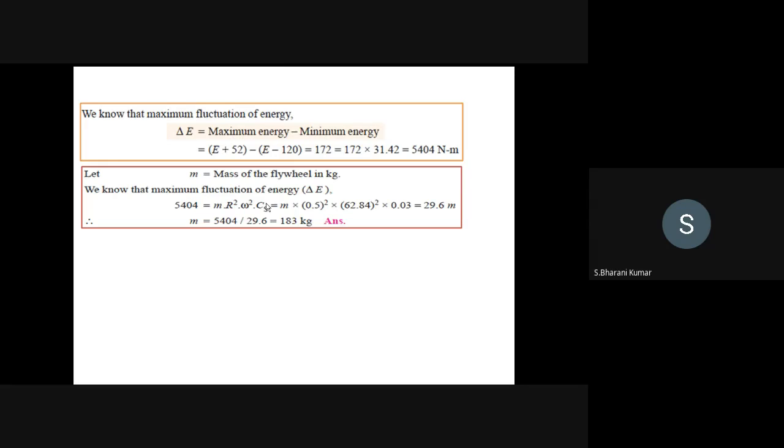How was the Cs value given? Other than J Krishna, someone else tell. Always J Krishna is telling the answer. Plus or minus 1.5, sir. Plus or minus 1.5: the positive side 1.5 and the negative side another 1.5. Put together it is 3%. That 3% is calculated as 0.03. Cross multiplying all these things, we get the value of 183 kg. Mass of the flywheel is 183 kg.